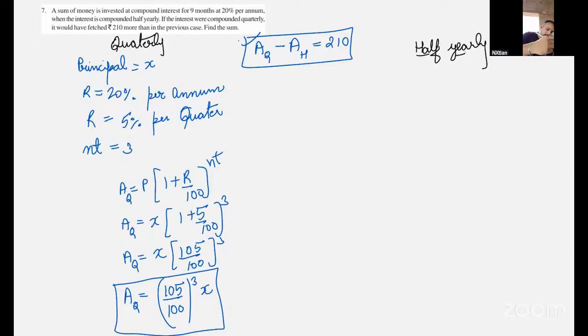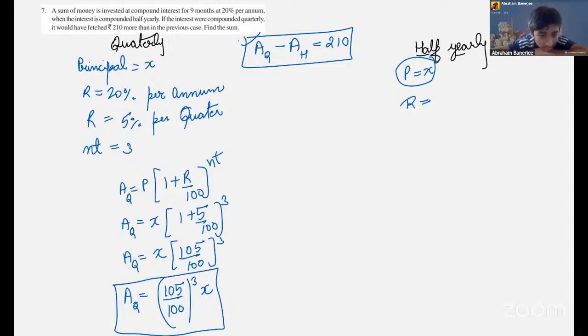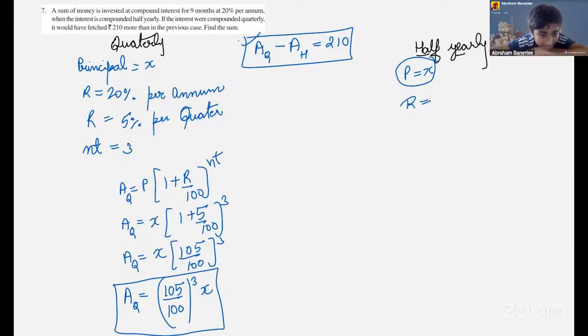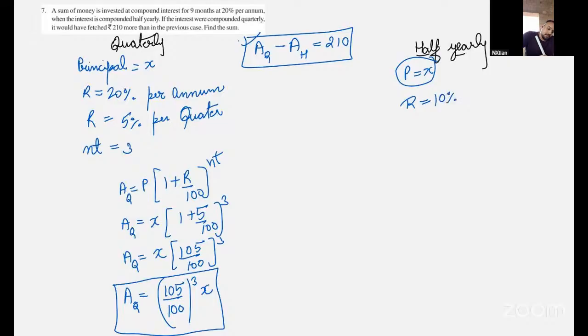Now we are talking about the half yearly. So the principal will be X, the same, but what will be the rate? Abraham, what will be the rate in this case when you're talking about half yearly? So the rate would be 10%. Not 2.5, because 5% is per quarter and the actual rate is 20%. Yes, 10%. Very good, beta. So 10% per semi-annual.